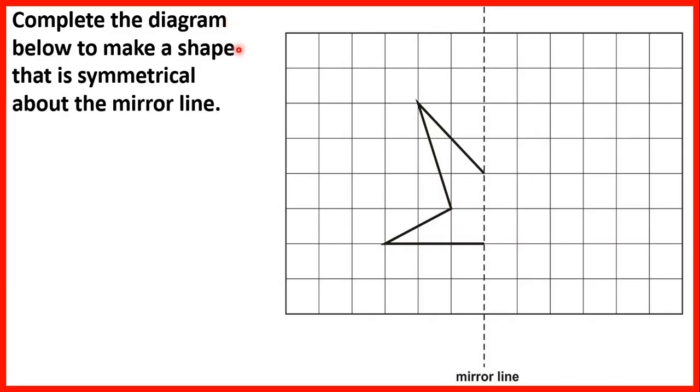Complete the diagram below to make a shape that is symmetrical about the mirror line. So to draw the reflection of the shape to make it symmetrical, what we can do is dot our corners. So this point here is 2 squares from the mirror line, so we can go 2 squares in the other direction and dot our corner. Then this point here is 1 square from the mirror line, so we can dot the reflection, and this point here is 3 squares to the left, so we can go 3 squares to the right, and then we can join up our points so that we've reflected the shape to make it symmetrical.